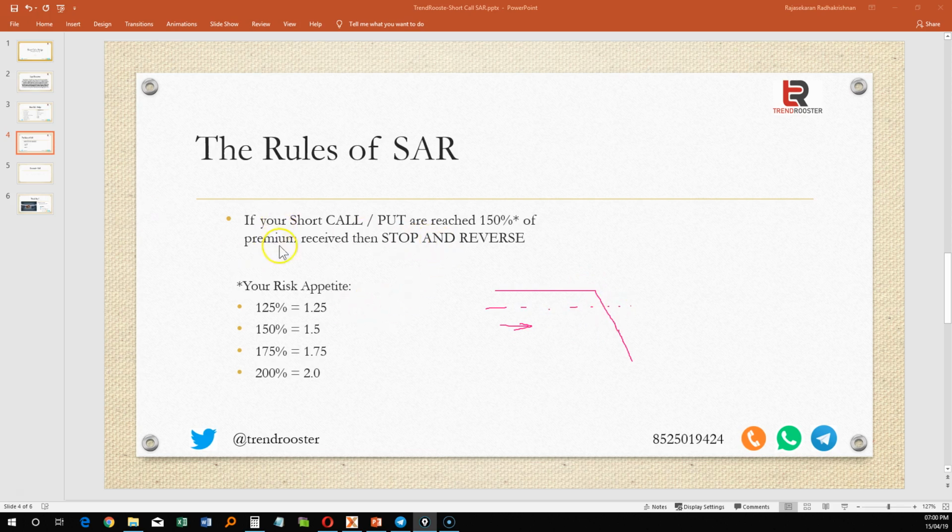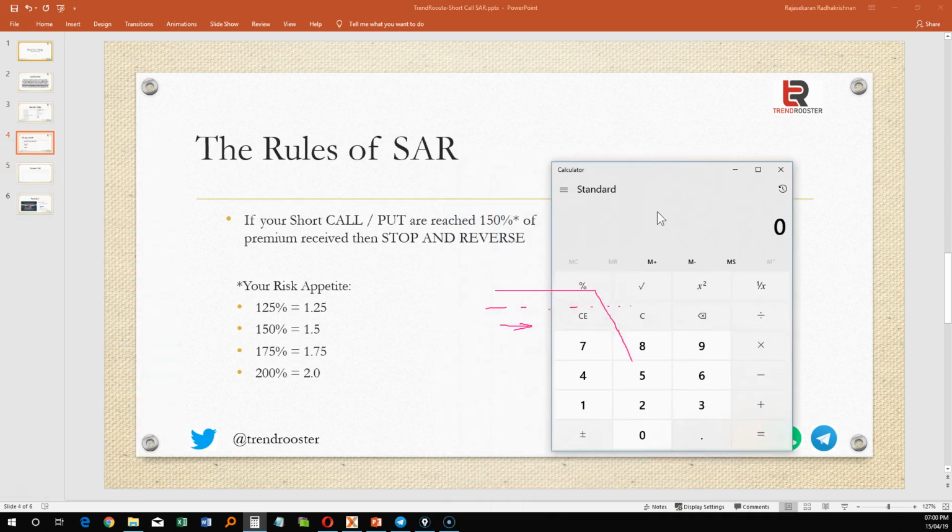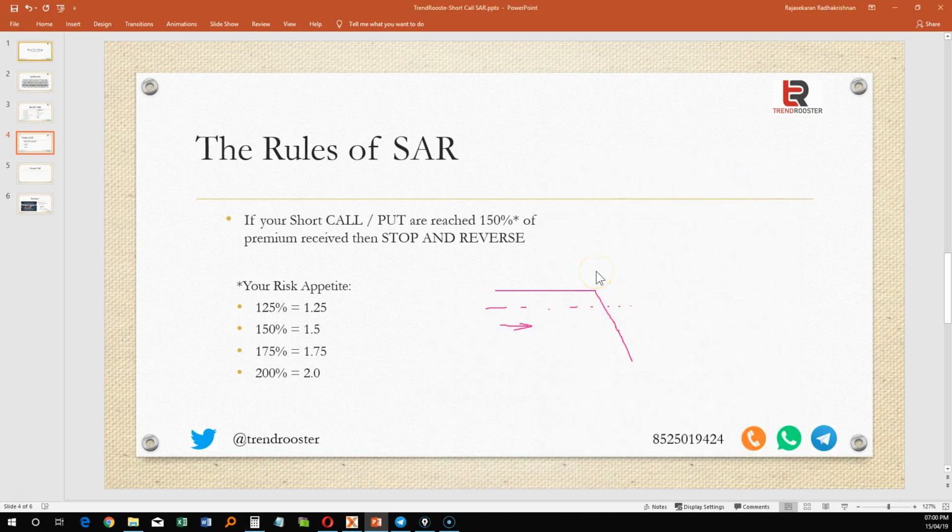Say, for example, if your short call or put reached 150%, this is a star mark, meaning this percentage depends on your risk appetite, of premium received, then stop and reverse. For example, you have already shorted a call and the premium you received is 100 rupees, and you wait for that to become 1 times multiplied by 1.5 factor, which is 150 percent, which is 150. So wait till it becomes 150 and then stop and reverse.